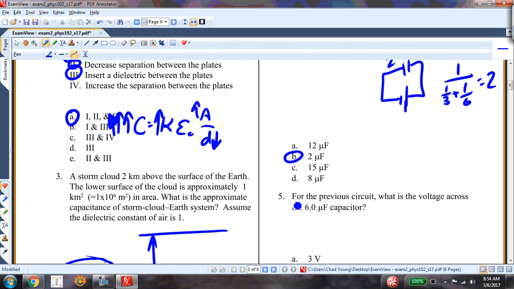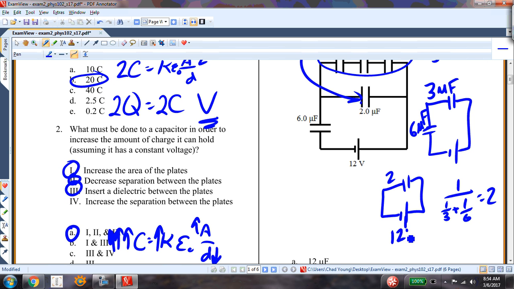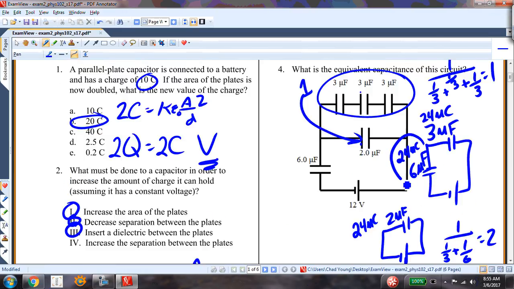For the previous circuit, what is the voltage across the 6 microfarad? All right, so I have 12 volts here across this 2 microfarad. That means I have 24 microcoulombs. So I have 24 microcoulombs here and 24 microcoulombs here. I'm looking for the voltage across the 6 microfarad capacitor. So V is Q divided by C, or 24 divided by 6, which is 4 volts. So that is the answer.